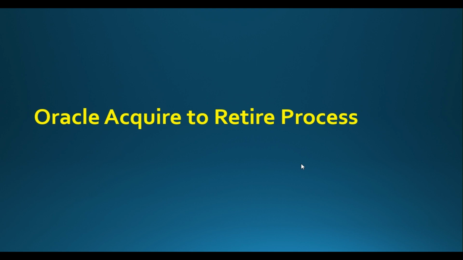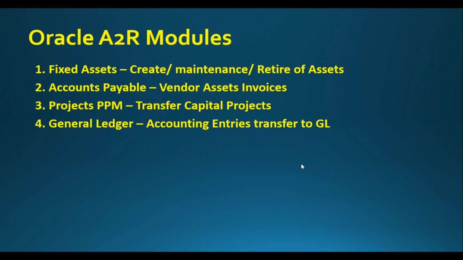Try to figure out how this entire acquire to retire process works. Let us understand this concept first of all. In the previous session, we discussed record to report, order to cash, and procure to pay. These are business flows, end to end, that trigger with a certain functionality based upon the requirement of a business, and end with the output of a particular business process.